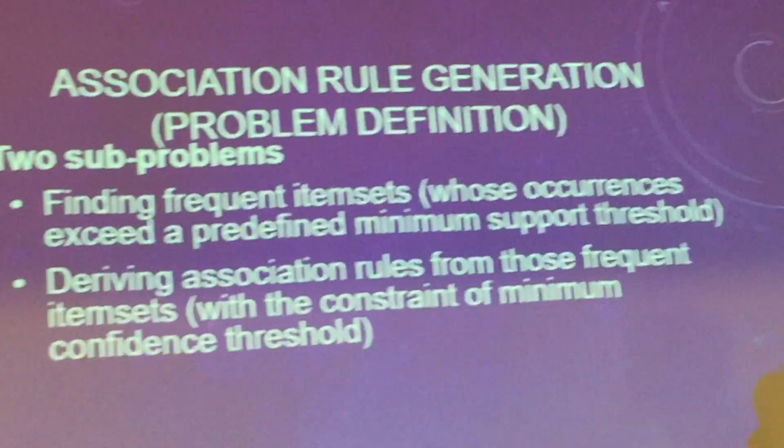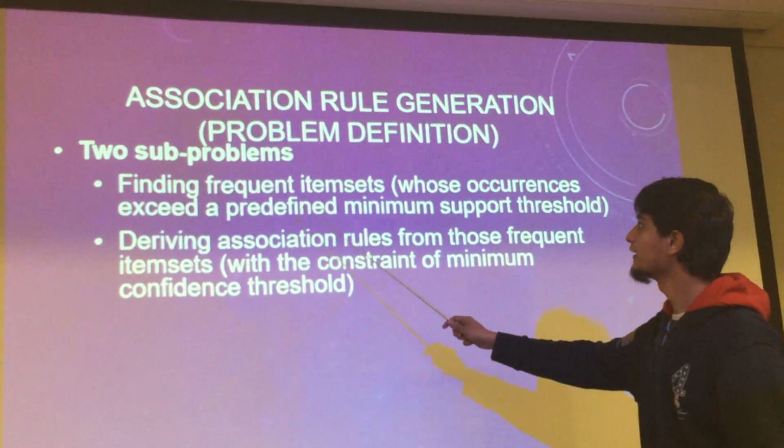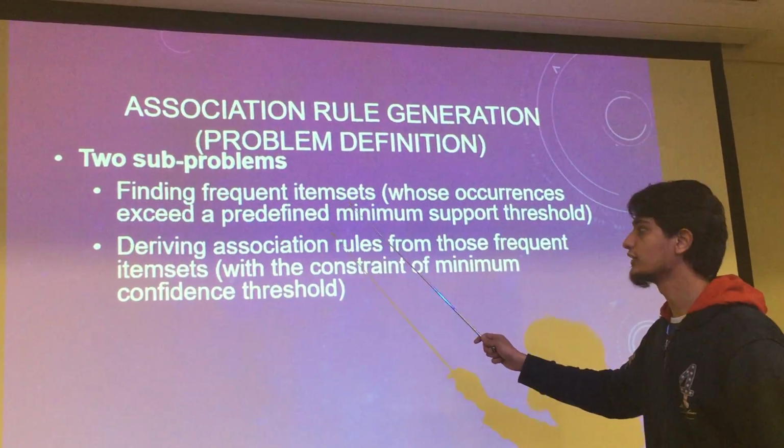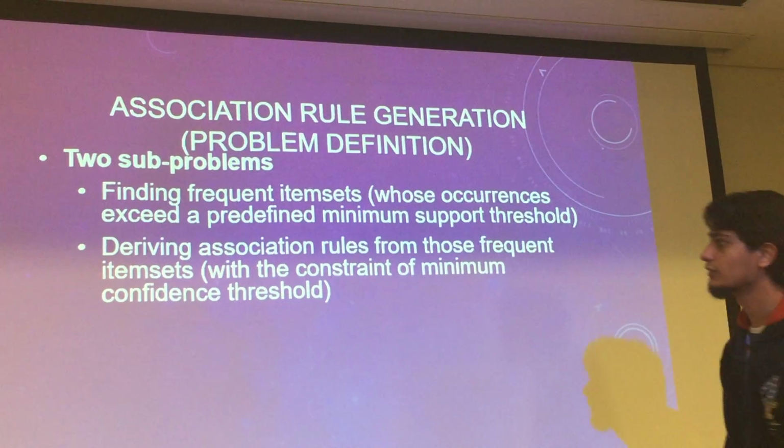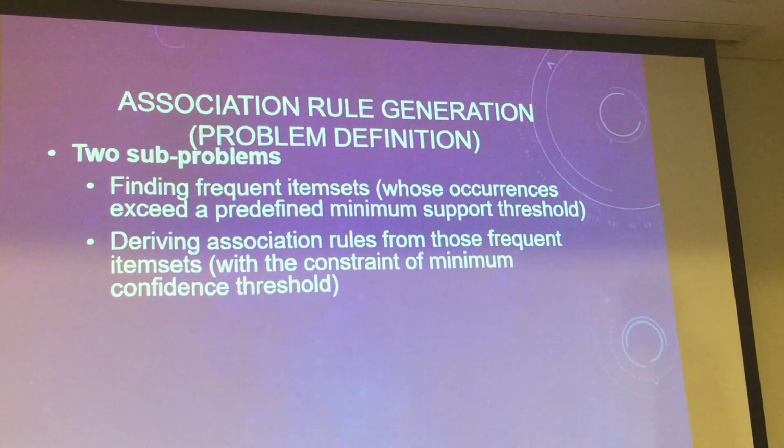Association rules and frequent item sets are, let's see how do we generate association rules. So the way I see it, there are two sub-problems. First is to find the frequent item sets, and second one is to derive the association rules from these frequent item sets. Let's see how do we do that.